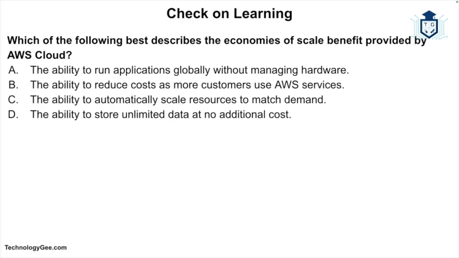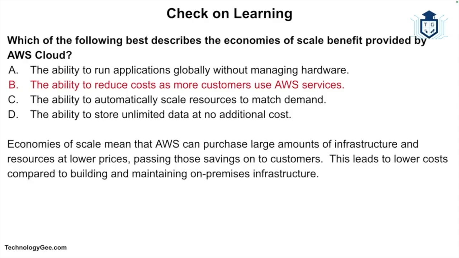So our first question is, which of the following best describes the economies of scale benefit provided by AWS Cloud? Is it the ability to run applications globally without managing hardware? Is it the ability to reduce costs as more customers use AWS services? Is it the ability to automatically scale resources to match demand? Or is it the ability to store unlimited data at no additional cost?